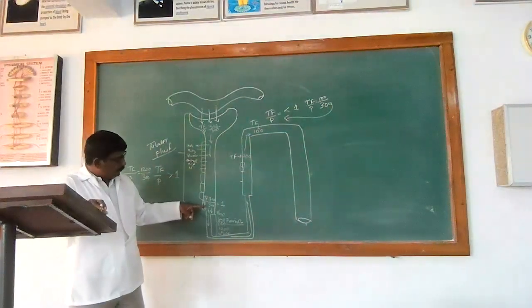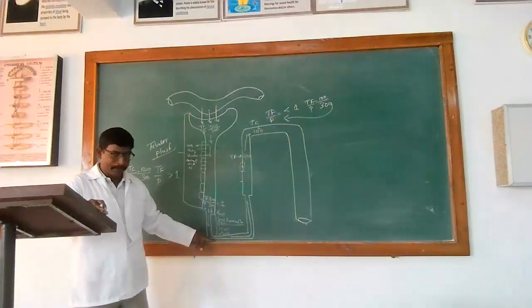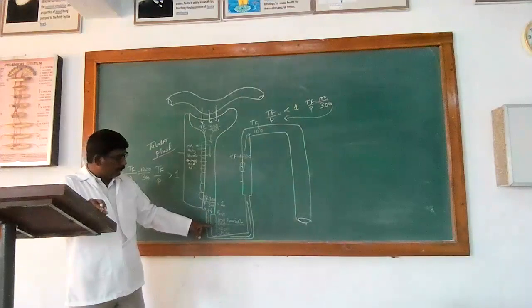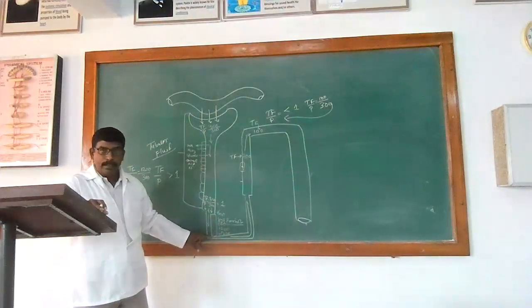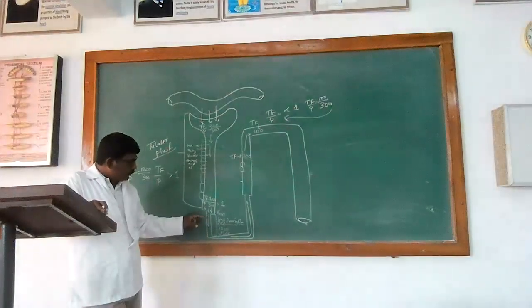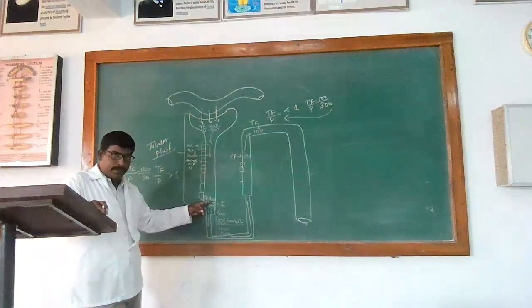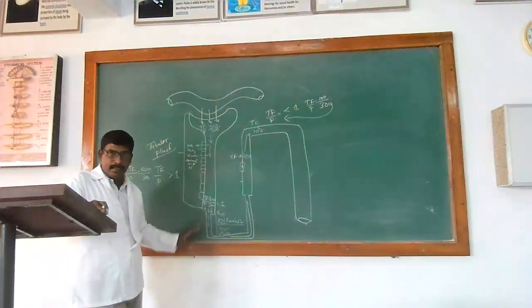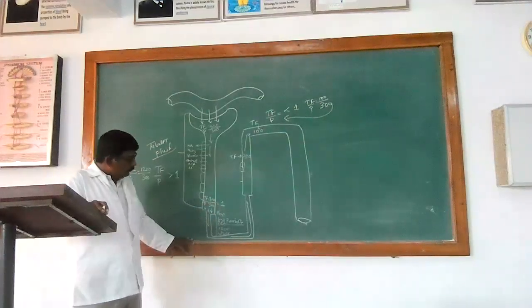But when this fluid comes to the thin descending part of the loop of Henle, the osmolarity of the tubular fluid increases. Suppose 300, it becomes 600, 800, 1000, and up to 1200. So we will make one equation: the tubular fluid osmolarity is 300 and the plasma osmolarity is 300. So 300 by 300 equals 1.